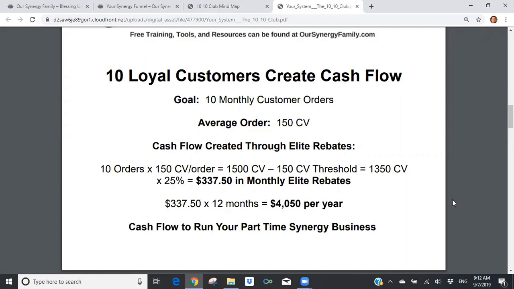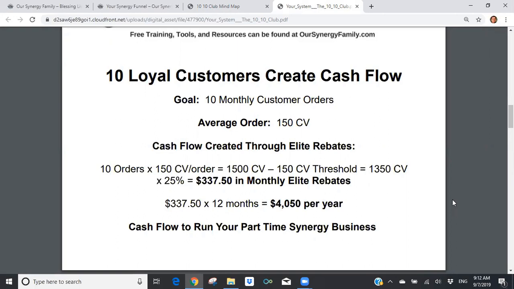an elite rebate. I do my 150 CV by ordering a Jumbo Jar Plus One every month, because I know that I'm going to be able to sell that Jumbo Jar Plus One, the box, to someone else. So I just have that as my monthly auto ship. That immediately sets me up so that anything else that comes in for that month, I'm going to start immediately earning elite rebates. Now, whether you choose to do that or not, that's up to you.